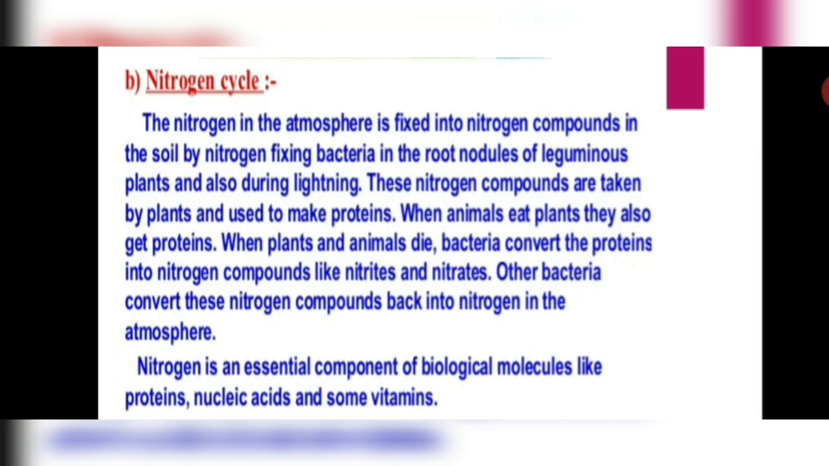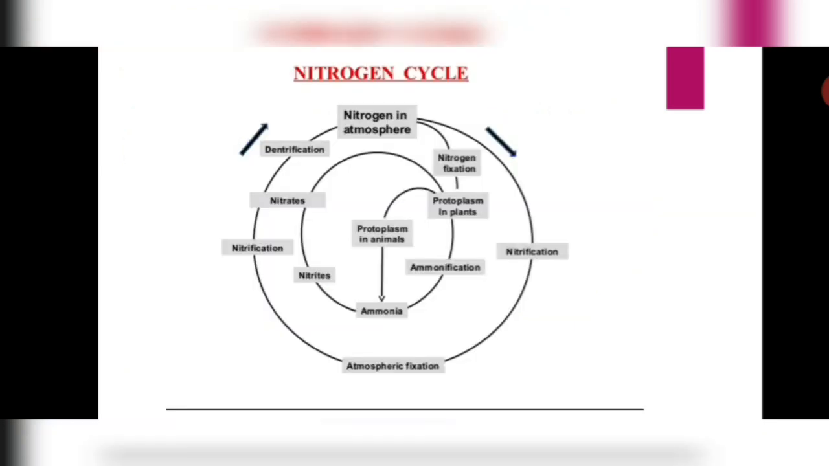So ultimately, whatever was taken from the atmosphere is returned to the atmosphere. We started consuming from the atmosphere and it went back to the atmosphere. Hence, recycling is done. Nitrogen is very essential for making proteins, for making our DNA, RNA, certain vitamins also. Let us see the nitrogen cycle.